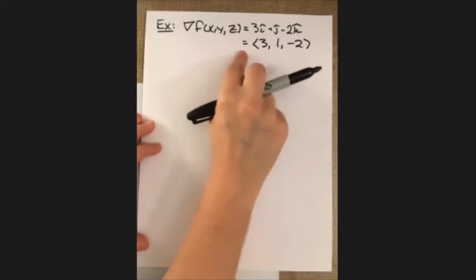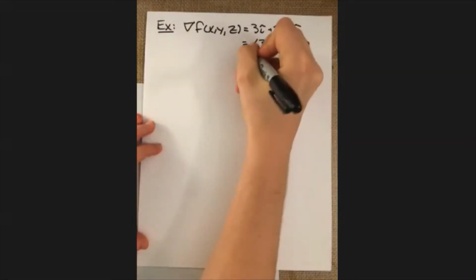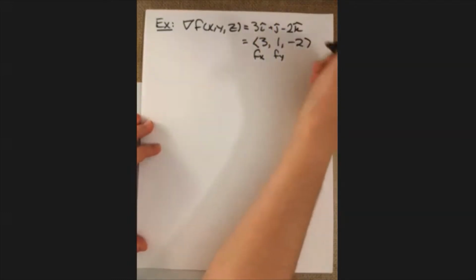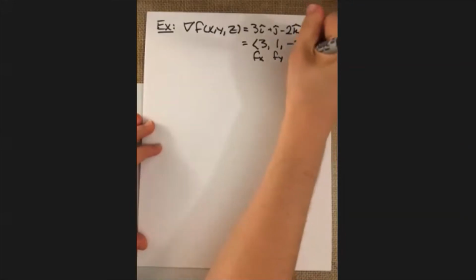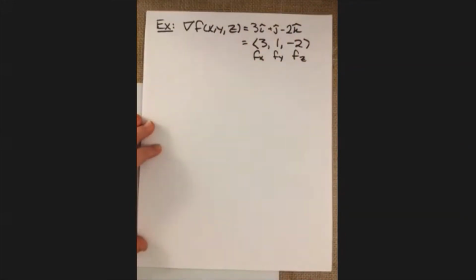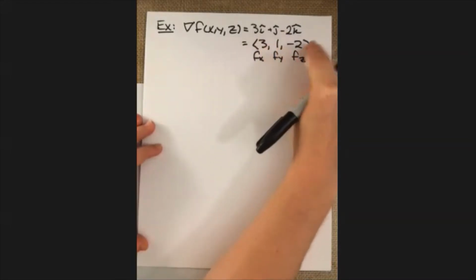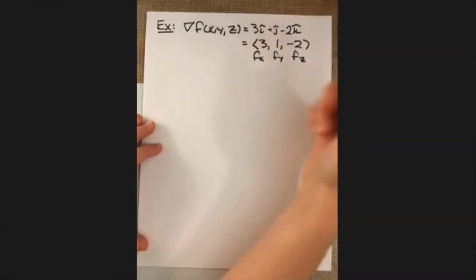And the information that we have available to us is that this 3 was the partial derivative with respect to x. The 1 is the partial derivative with respect to y. And that -2 is the partial derivative with respect to z. So basically what we're going to do is go through each of these pieces and undo the derivative that had been done to it.